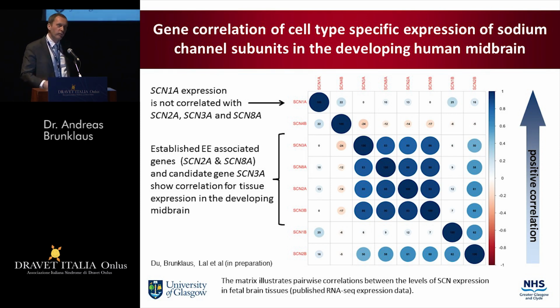And this might also be important if you think about if one of those channels might not be working properly, whether there might be compensation by other channels. So you might think if, for example, SCN2 or 3A is not expressed properly, that might be able to be rescued by a co-expressed channel, and this is clearly something that we can discuss later.